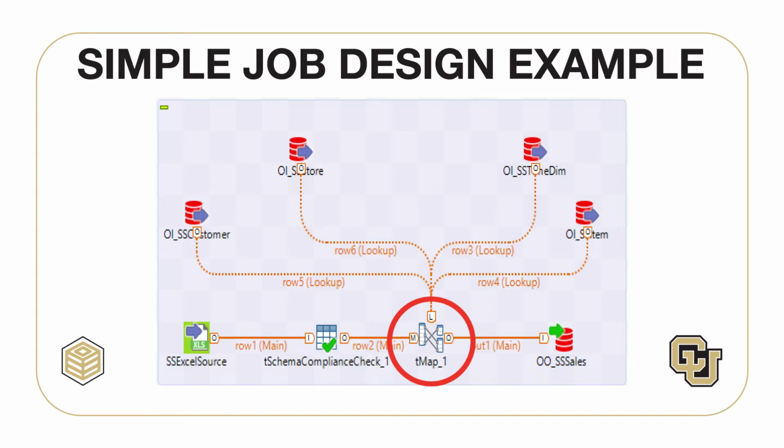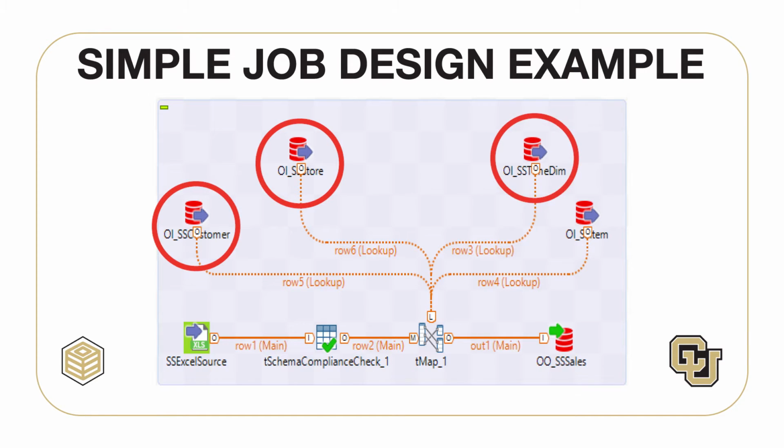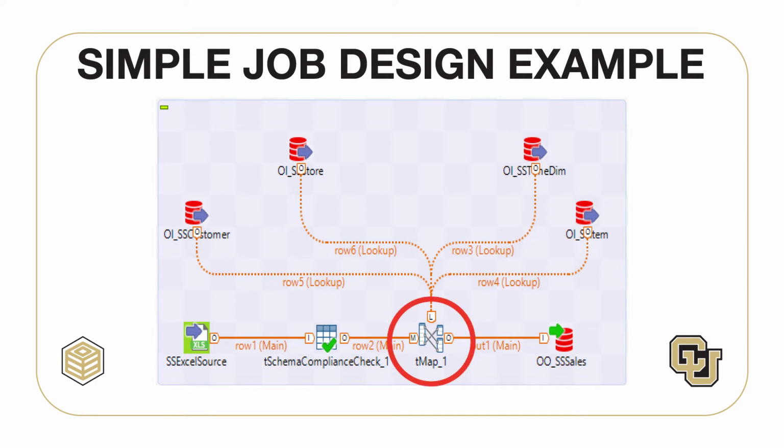The tMap component joins on 4 Oracle tables, SS Customer, SS Store, SS TimeDim, and SS Item, to ensure valid foreign keys. The tMap component uses 4 tOracleInput components to perform the joins. The output of the tMap component is loaded to this SS Sales table, a tOracleOutput component. A commercial job flow would also have outputs for rejected records. The Excel job in the slide only has outputs for accepted records. The tSchemaComplianceCheck and tMap components would both be connected to additional output for rejected records.